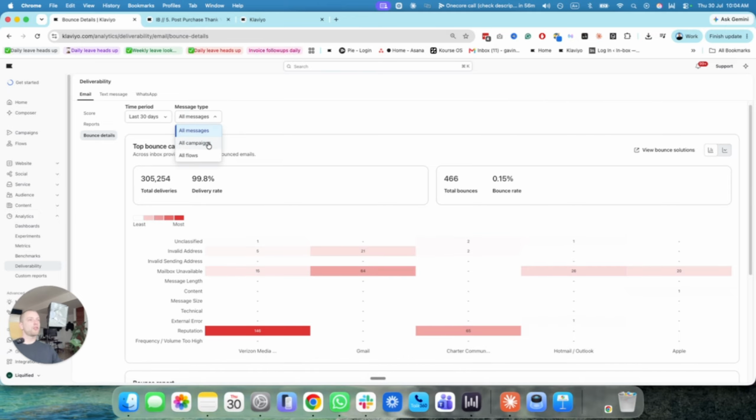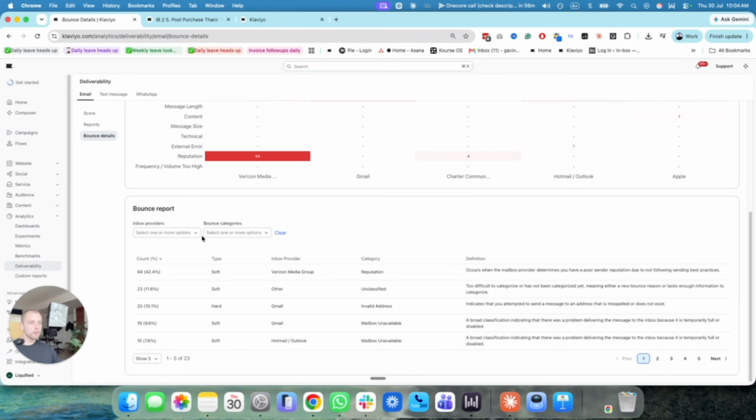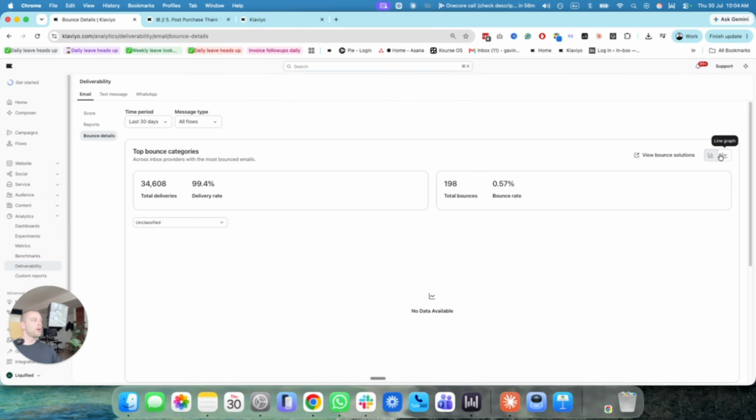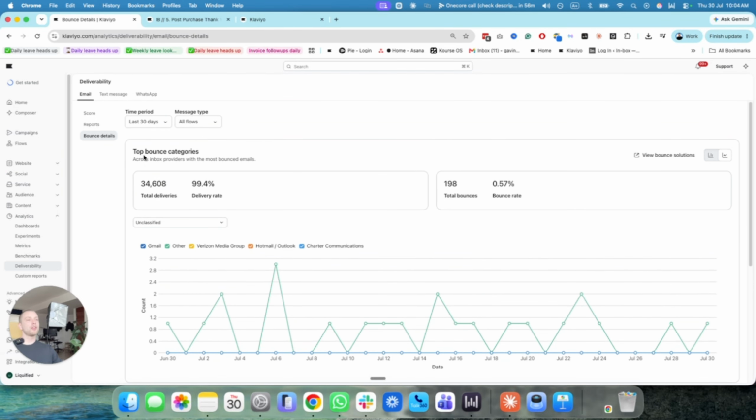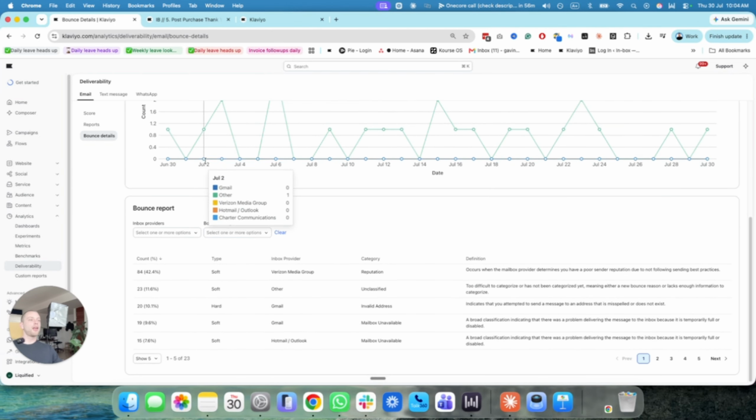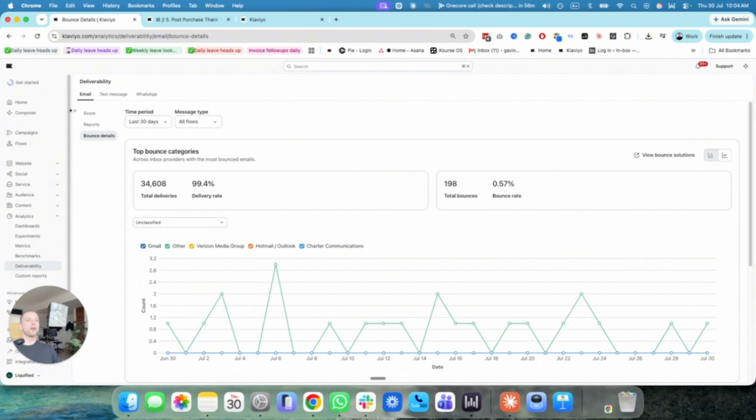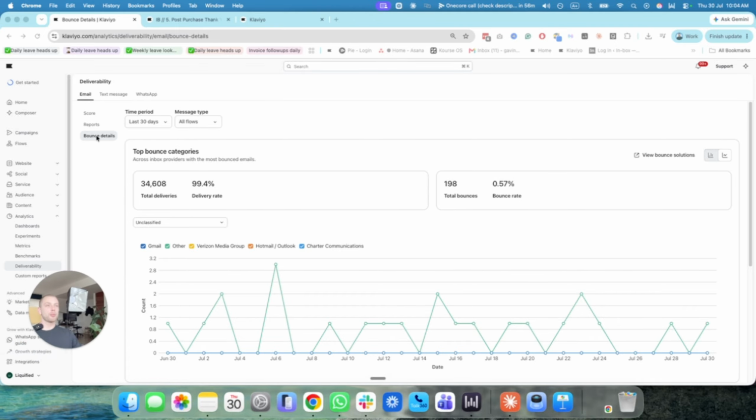Okay, you can also filter by campaigns and flows, and you can see the bounce details and the bounce reports there. Personally, I like using the line graph here as well in the top right hand corner, and it gives you an indication as to where your bounces are coming from and who they're coming from, what platforms. So that's a quick breakdown of how to analyze deliverability. Okay, I usually play around with those tabs.